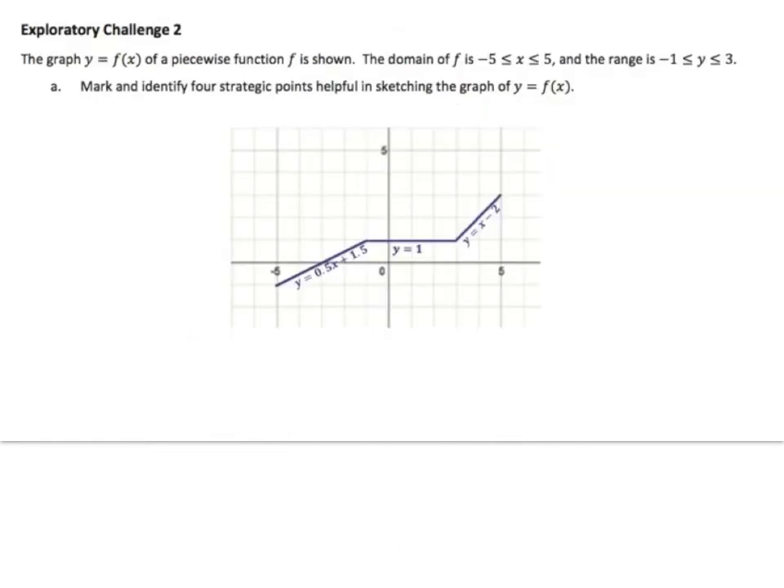So the graph of y equals f of x of a piecewise function is shown. The domain of f is -5 to +5, and the range is -1 to 3. Range is always our output, so it's the y values. So the range goes from -1 up to 3. Because if we look over here, that's where we start, and we look over here, that's where we end, or the other way around. The domain is always this direction, the input. It goes from -5 to 5.